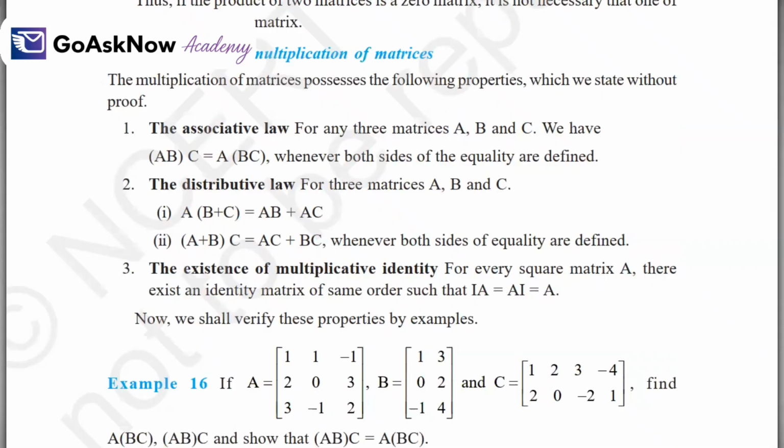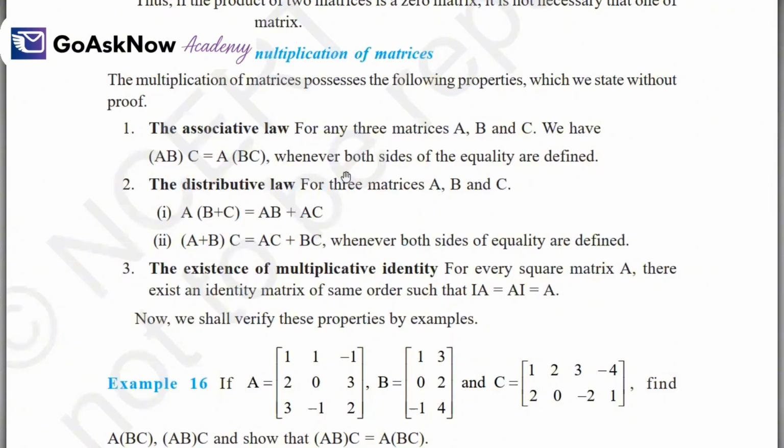The second property is the distributive law. For three matrices A, B, and C, A(B plus C) is equal to AB plus AC. So addition will be distributed here. Similarly, (A plus B)C is equal to AC plus BC, whenever both sides of the equality are defined. So if both sides are defined, the equality will be true.